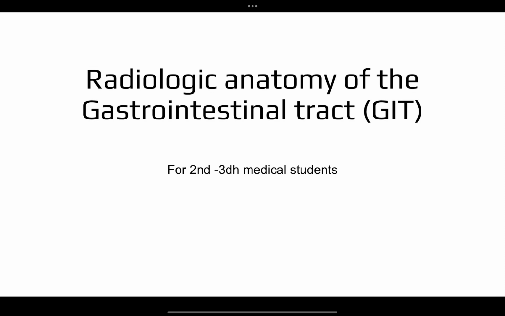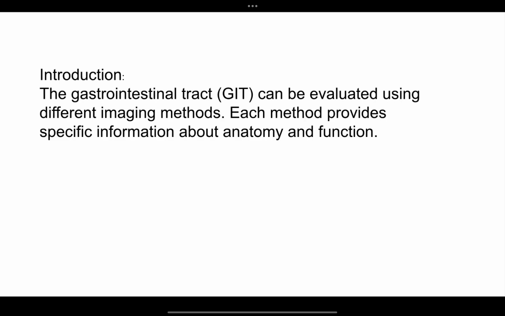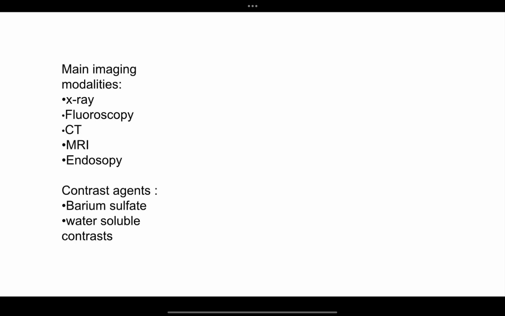Hello everyone. Today we will discuss the radiological anatomy of the gastrointestinal tract and review the main imaging methods used in GI diagnostics. The gastrointestinal tract can be evaluated using different imaging methods. Each method provides specific information about anatomy and function. We will talk about main imaging modalities.